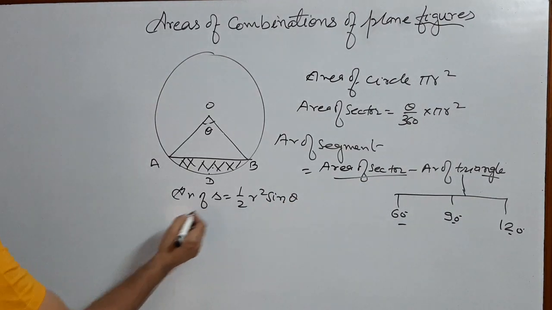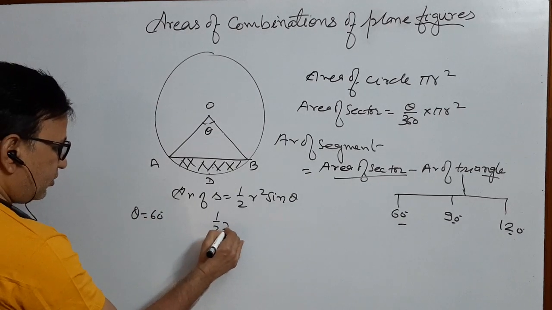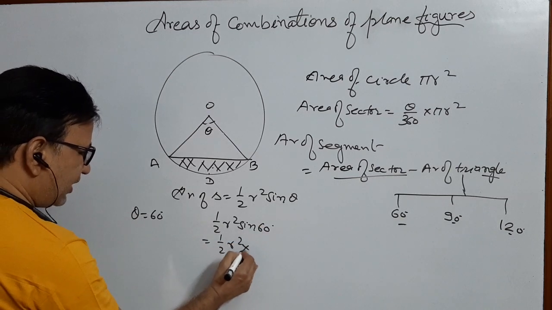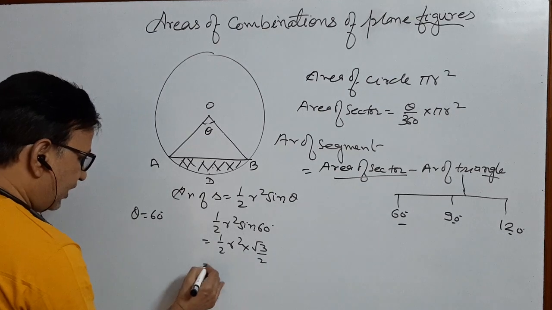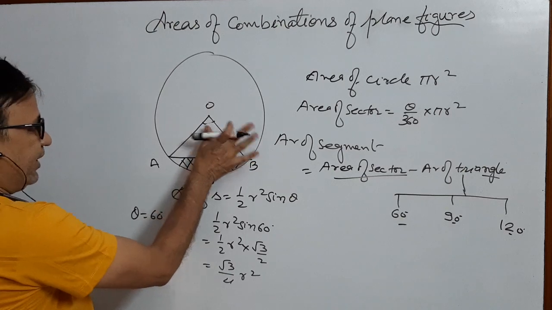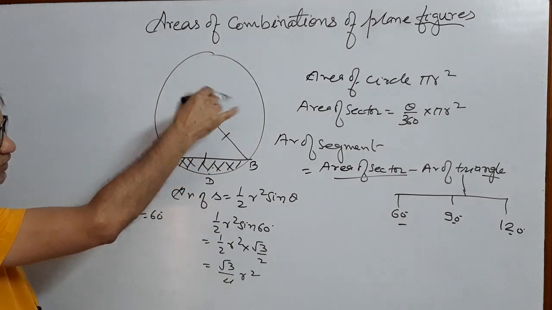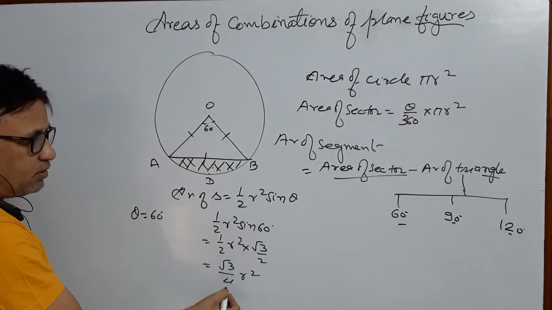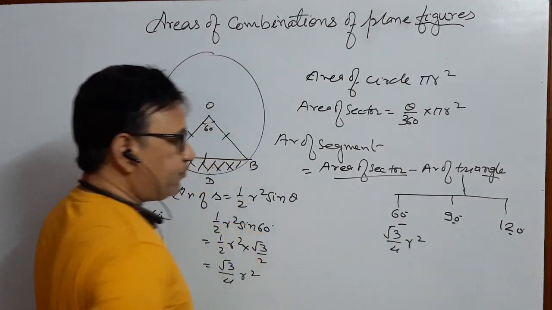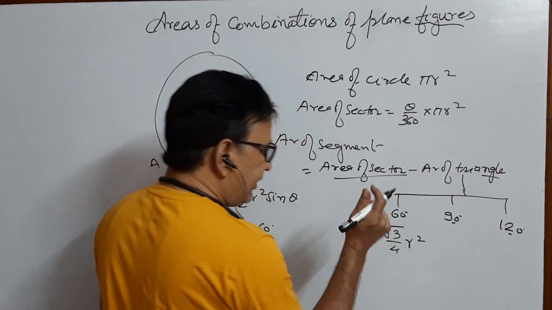As I told you earlier, when theta is 60, it is half r square sine 60, which is 1 by 2 r square into root 3 by 2, and finally it becomes root 3 by 4 r square. Because when the angle is 60 degrees, all three sides are equal, right? So it becomes an equilateral triangle. Also you can say root 3 by 4 side square. So here we have root 3 by 4 r square, when the sector angle given is 60 degrees.